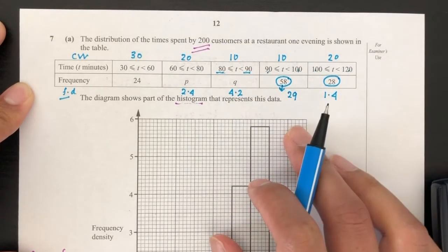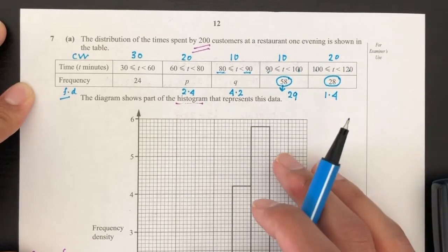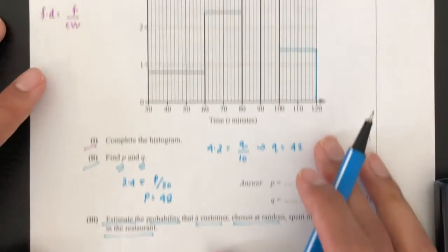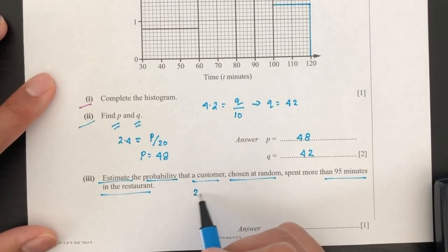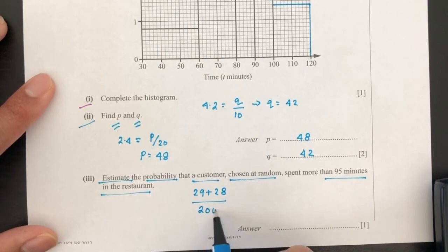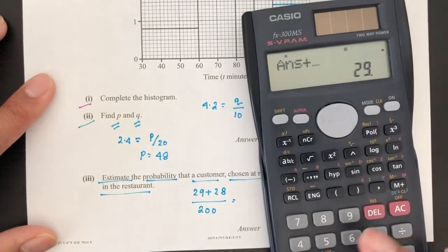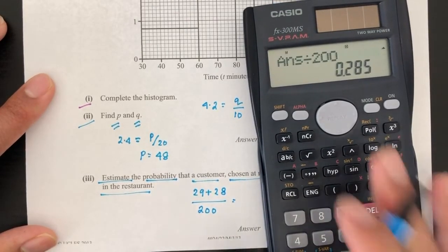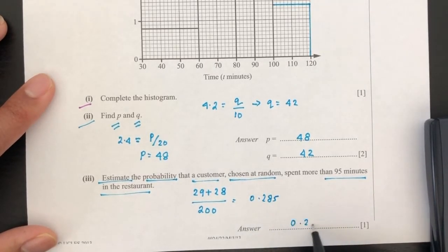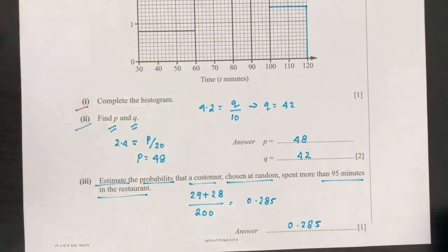So now the number of people who spent, it is an estimation, more than 95 will be this plus this. So your answer, the chance, will be 29 plus 28 divided by the number of people, 200. That will be 0.285. Okay, and that is part 3.